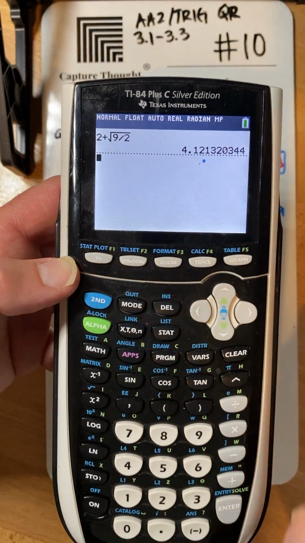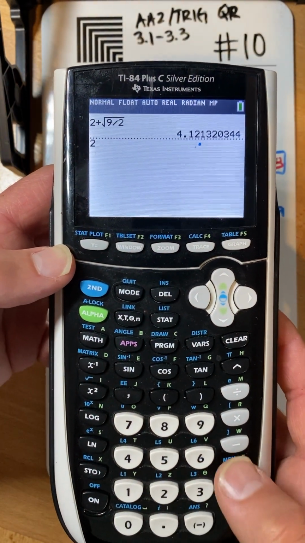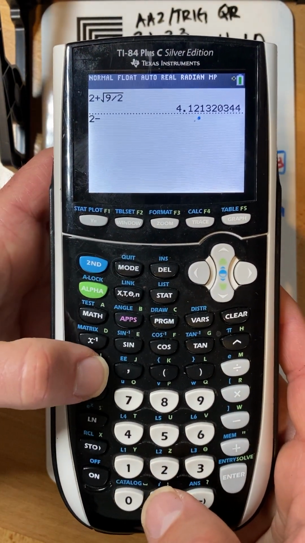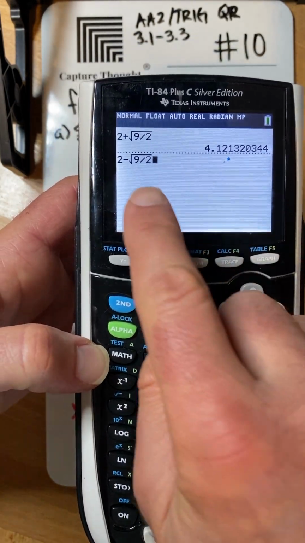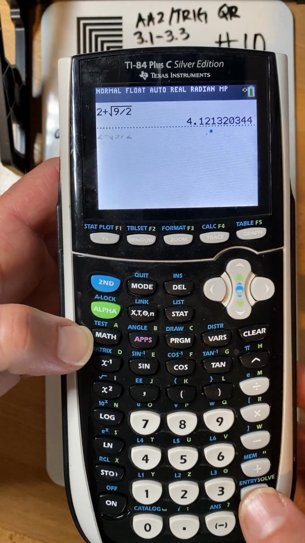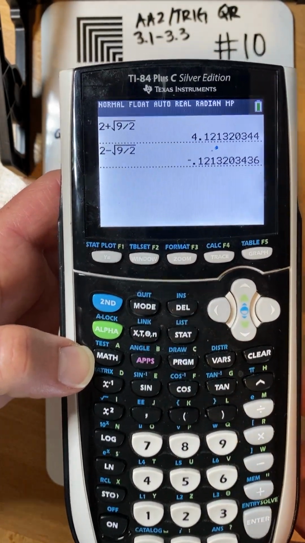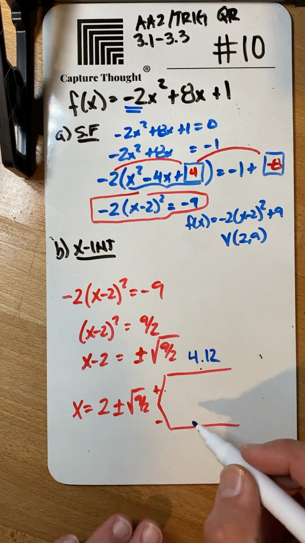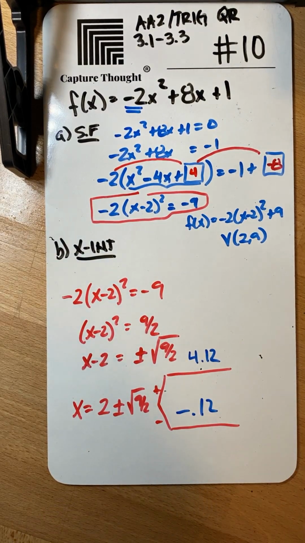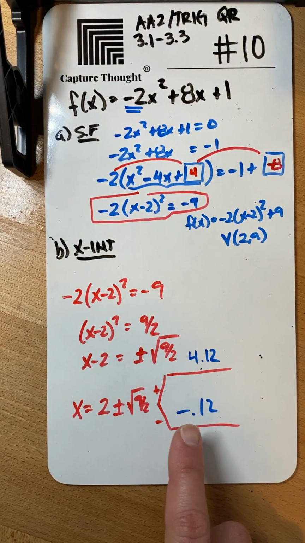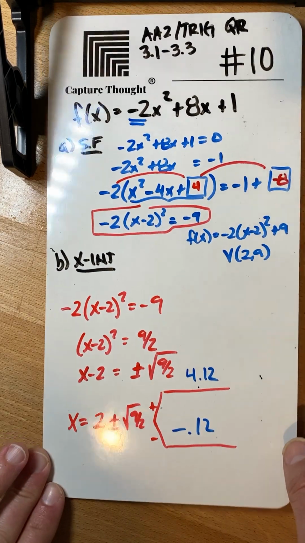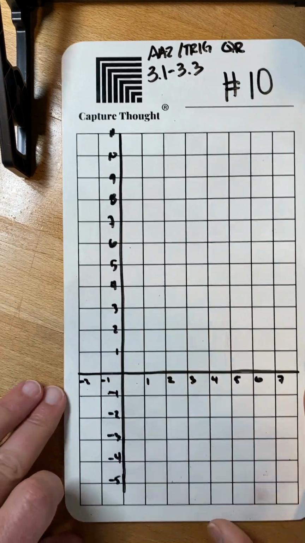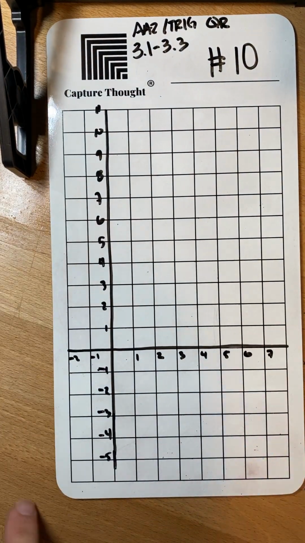Now let's do the negative one. So 2 minus second square root. Again, 9 divided by 2. Move my cursor over. I get this right here. Push enter, negative 0.12. All right, I'll write that down. Negative 0.12. So that's how I get my intercepts. And the only reason I'm doing this, you guys, is because it's asking me to graph for part C. So I'm going to turn this board over, and it wants me to graph part C here by showing you everything.